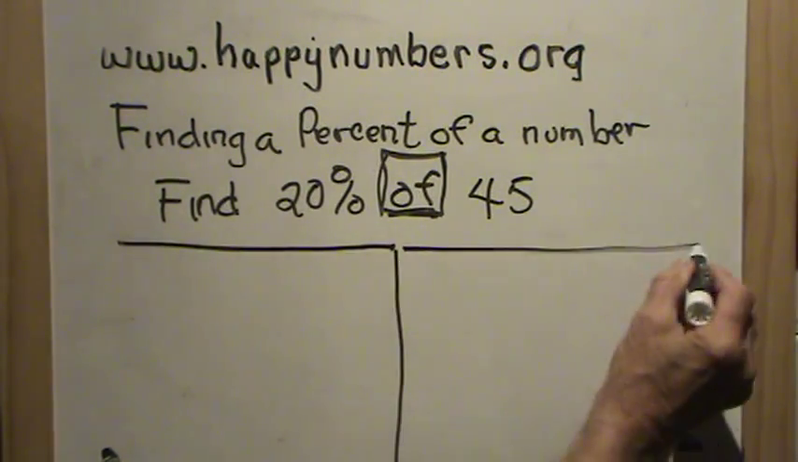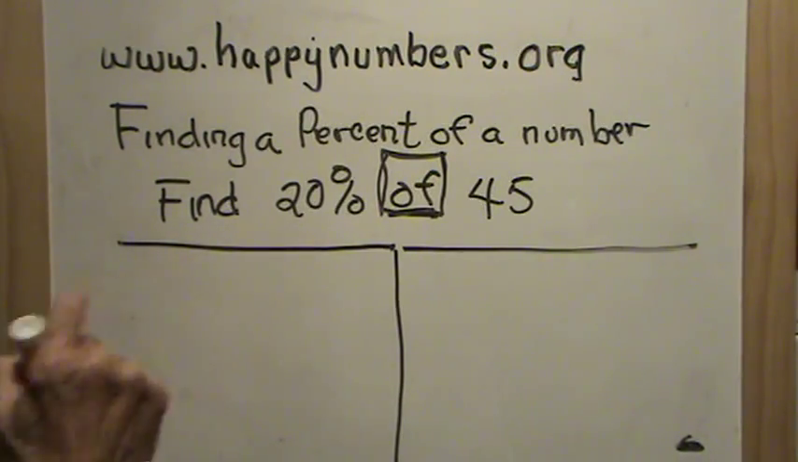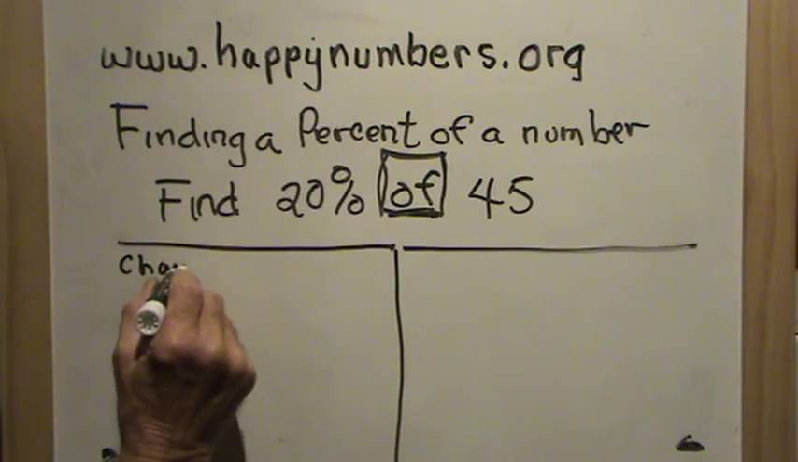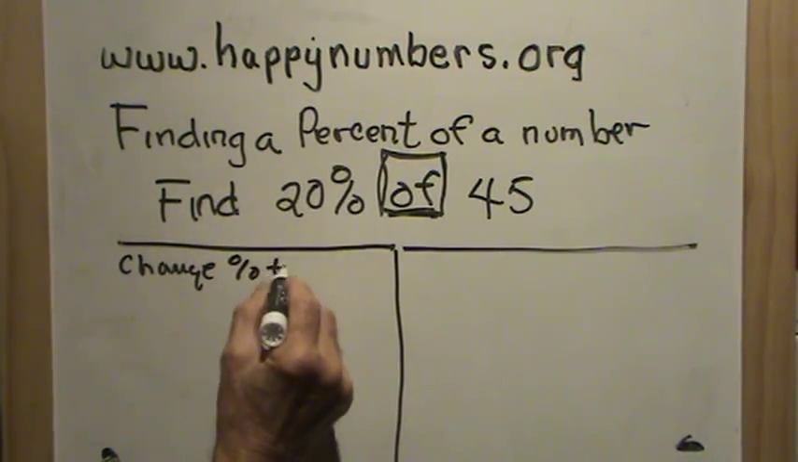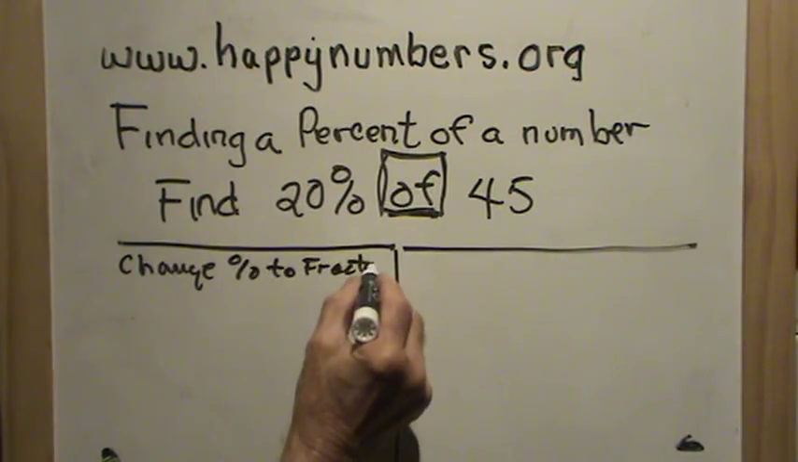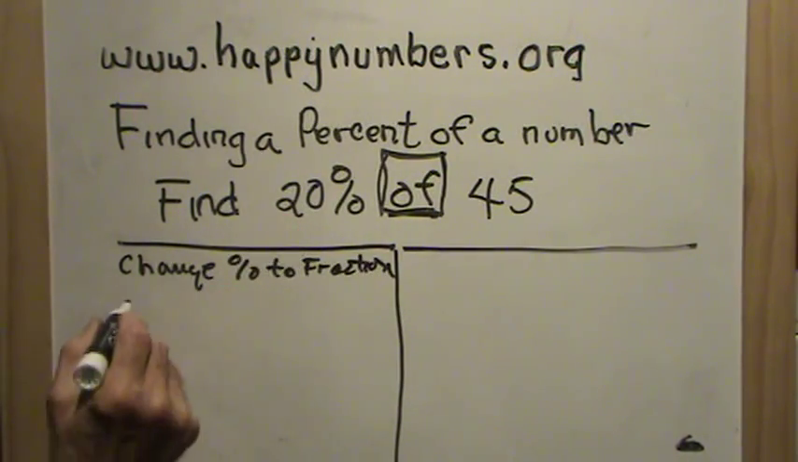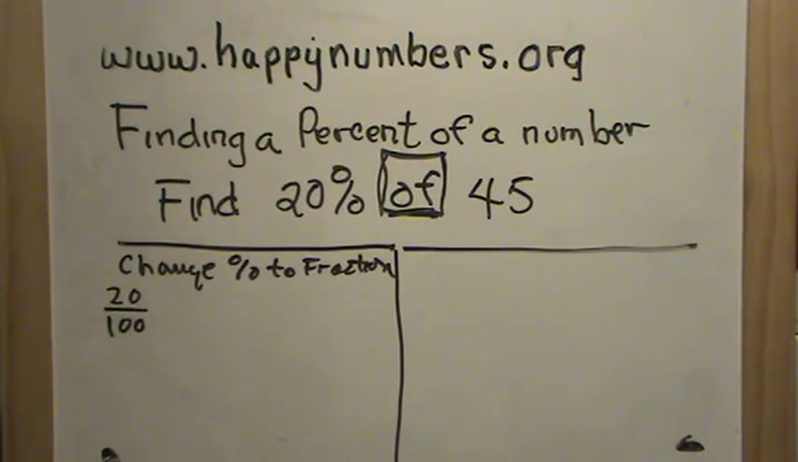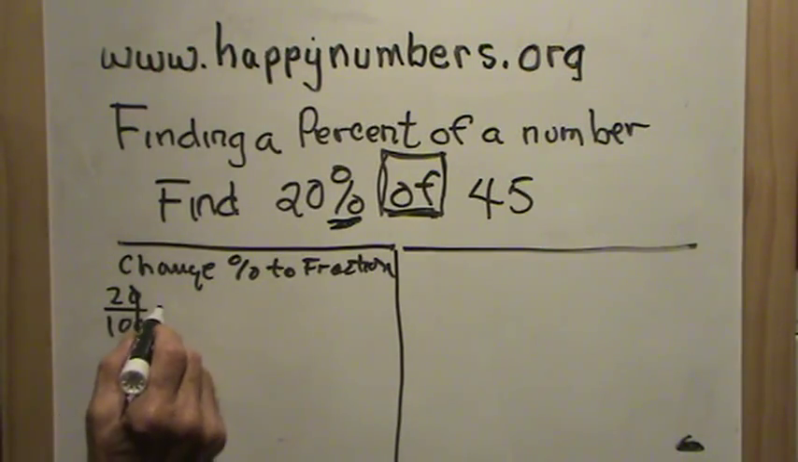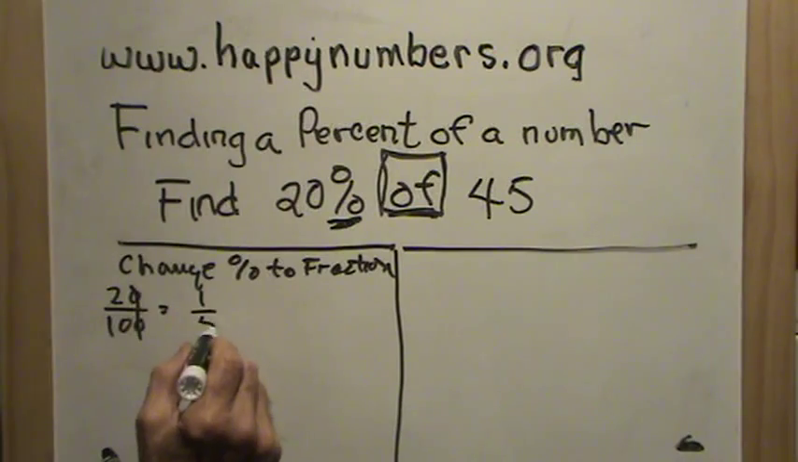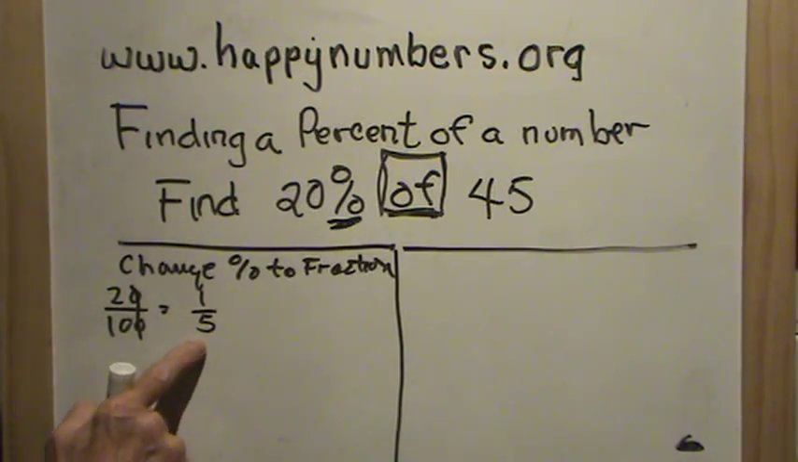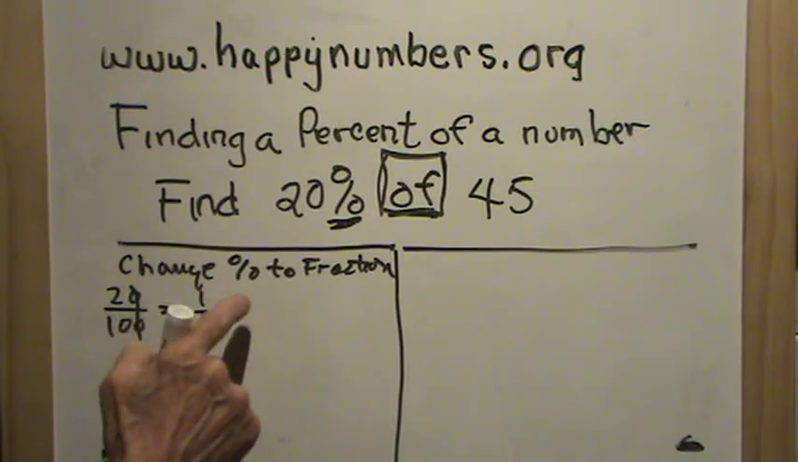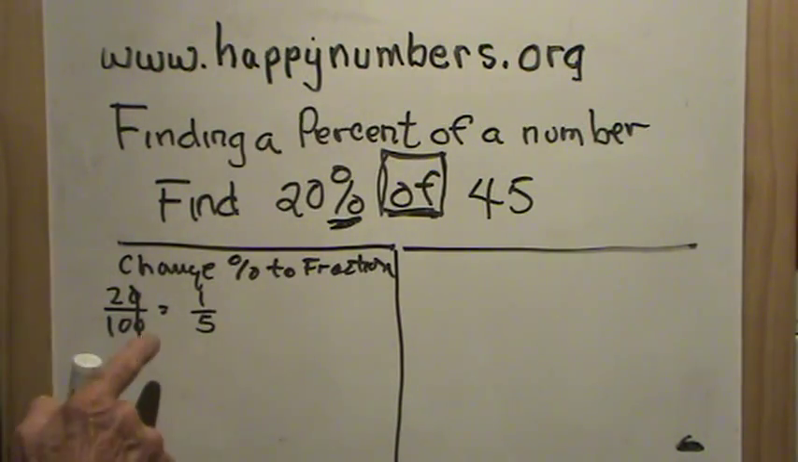We'll put number one over here. The first step here is you change percent to fraction. Okay, 20%, change it to a fraction, that's 20 over 100, because percent means denominator 100. Cross that out, and now we can reduce. So 1/5. 20% is 1/5.